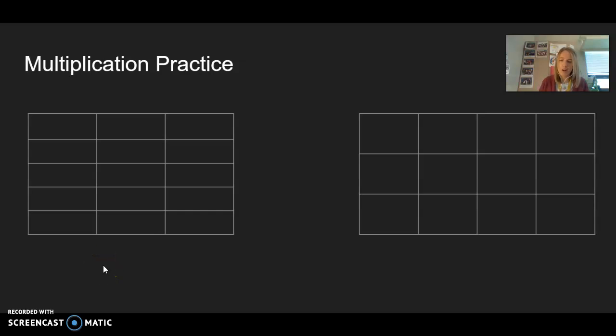All right, let's start off by getting our brains a little warmed up. Today we have some multiplication practice, and what we're going to do is look at each array and find a multiplication sentence that matches the array.